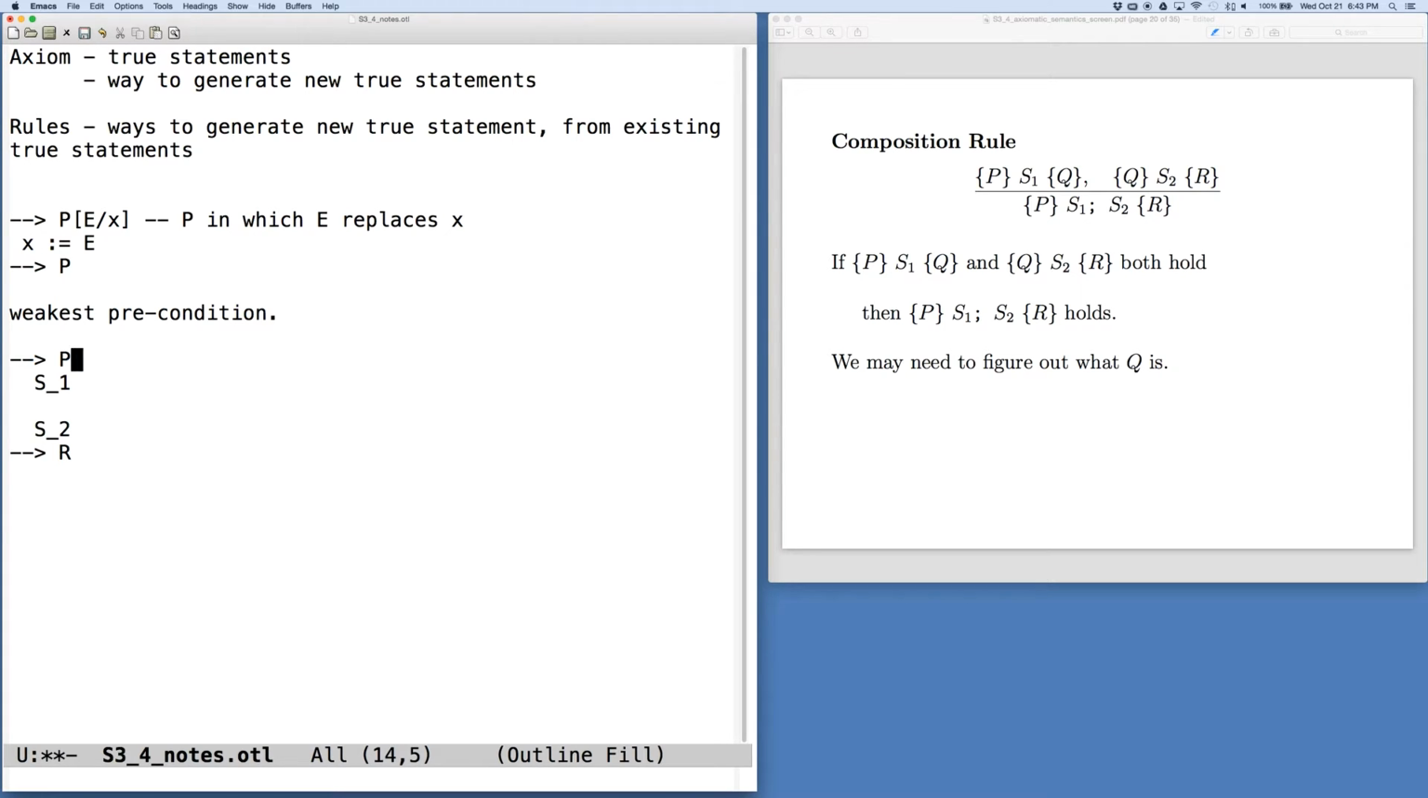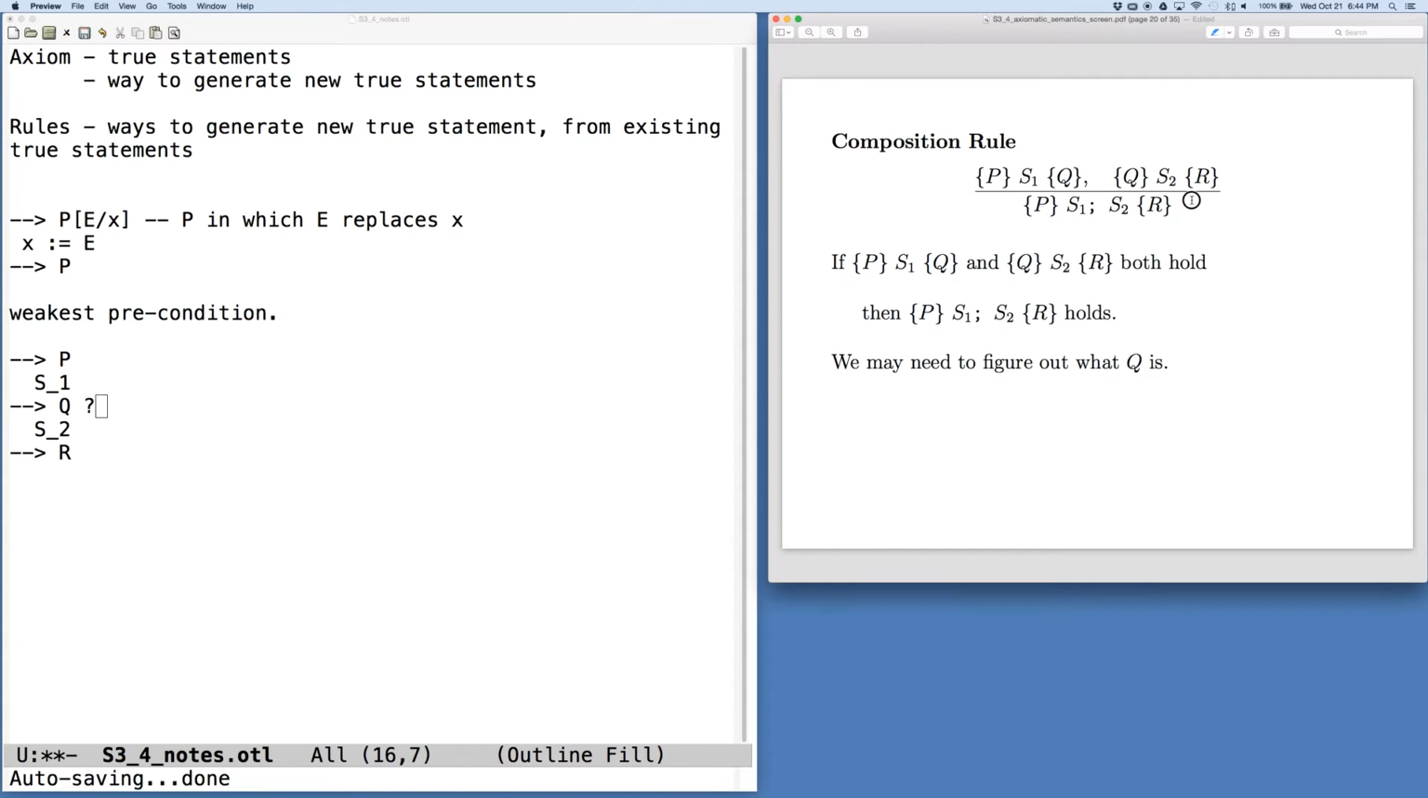So we're saying if P is true, we execute S1 and then S2. When we're done, R is going to be true. And so the question then is, what is Q that holds in the middle here? And so this sort of outline in the text here is represented in the composition rule in the slide.